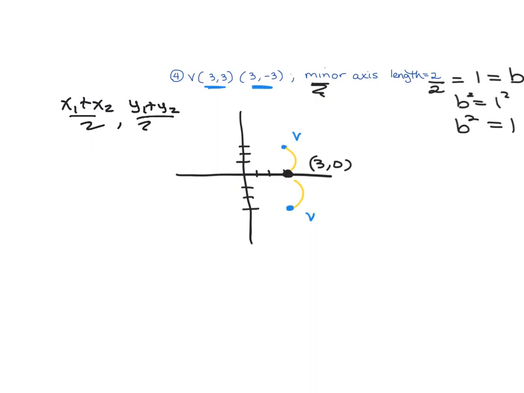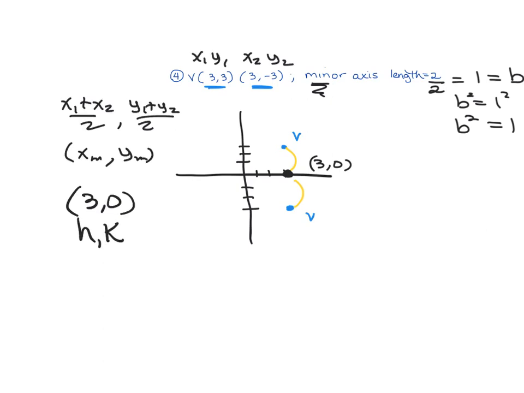Now, if you'd rather do the midpoint formula, it is x1 plus x2 divided by 2, y1 plus y2 divided by 2. And this will give you the x of your midpoint and the y of your midpoint. This would be x1, y1, x2, y2. So either way, you could do the midpoint formula, or you could just count. If it's a vertical or a horizontal line, you could just count the spaces and find the middle. Now again, remember this center point, 3, 0, this is our h, k.